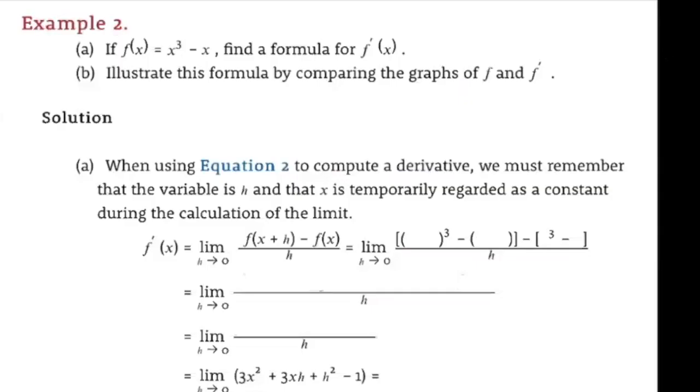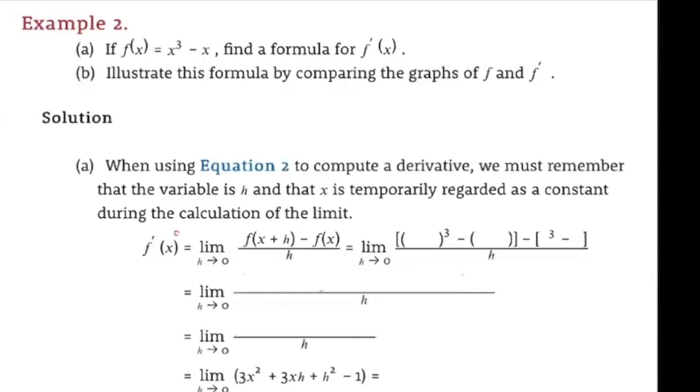Example 2. If f of x equals x cubed minus x, A, find the formula for f prime of x. B, illustrate this formula by comparing the graphs of f and f prime. So part A. We're trying to find a formula for f prime of x. We're going to use the definition. It's the limit of this quotient as h approaches 0. So this is by definition.